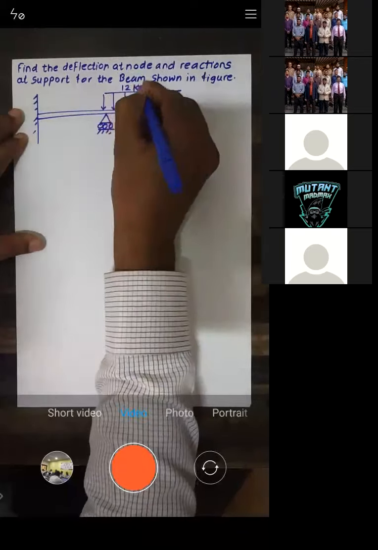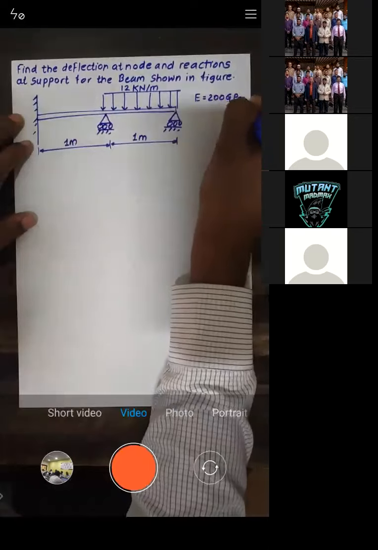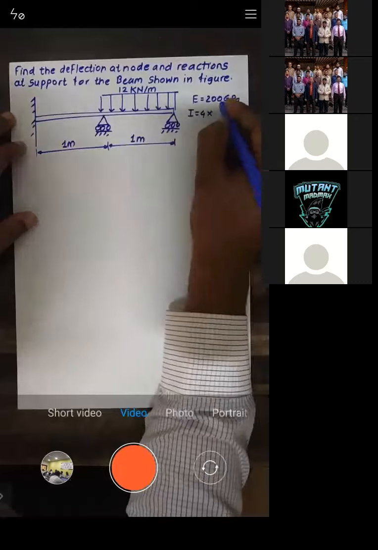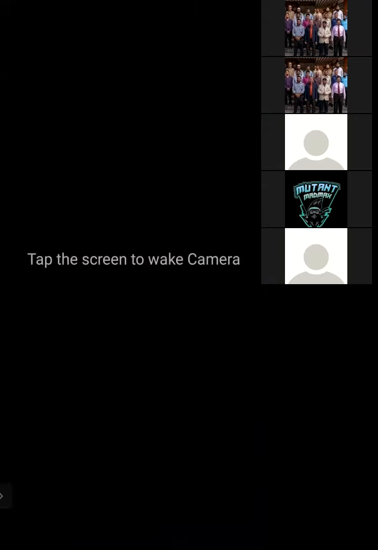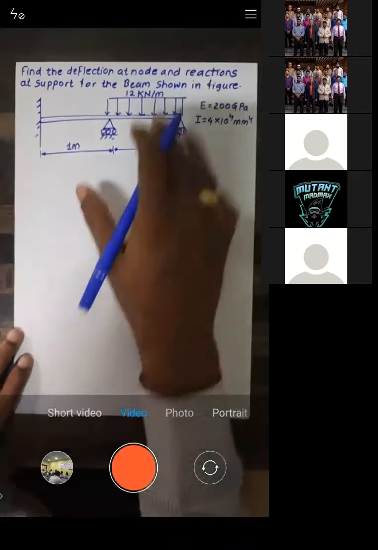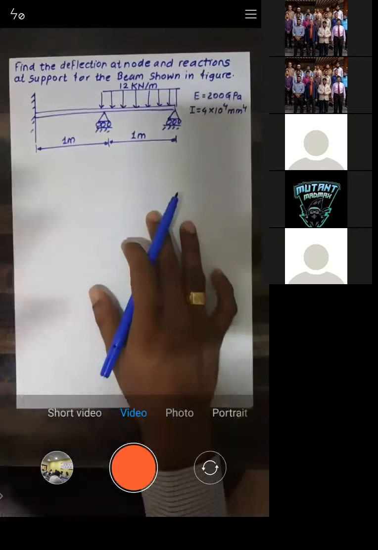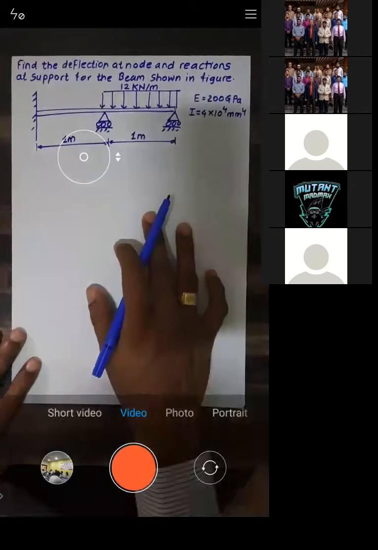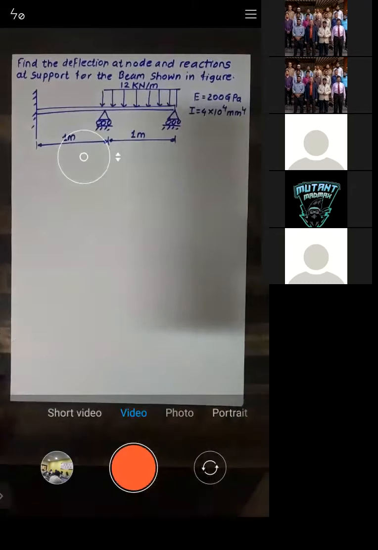The value of E is given as 200 gigapascal. I is given as 4 into 10 raised to power 4 mm raised to power 4. Find the deflection at the nodes and the reactions at the support for the beam shown in the figure. So this is the problem. Now, can you tell me how we can proceed with this one? Anybody? Can you tell me how to proceed for such sort of problem?